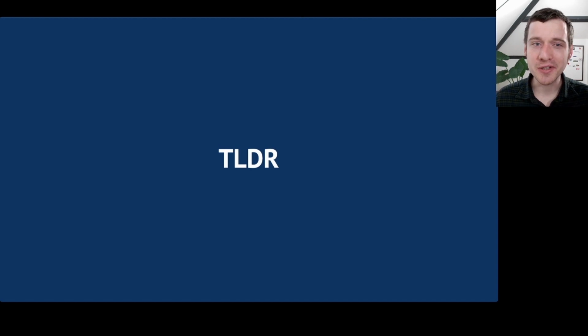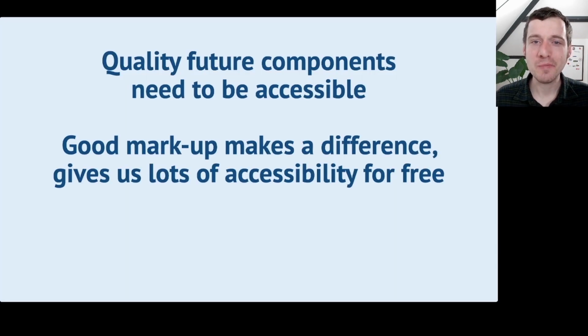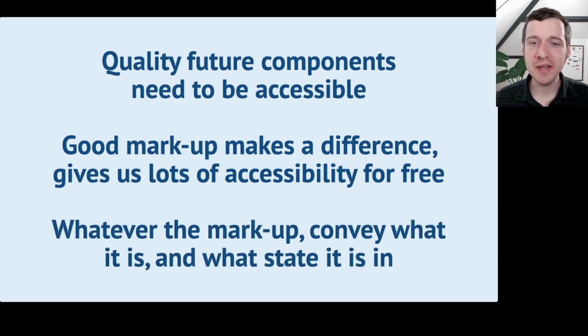So, too long, didn't read. If you want to write components of a high quality, they need to be accessible. Now, good markup can really make a big difference, and it gives us a lot of accessibility for free without using ARIA. And whatever the markup is, you need to make sure that everything has a name and that everything has a state specified so that the accessibility tree can make sense of your page and tell assistive technology all about it, so that people find it easier to browse through your page using these technologies.